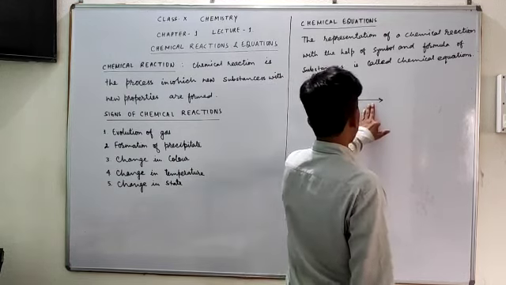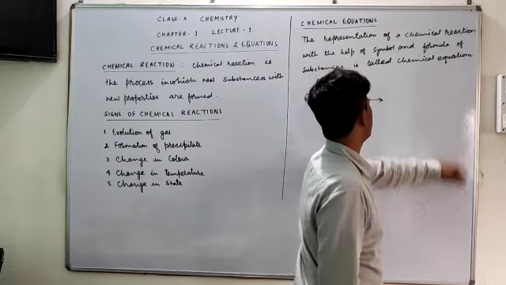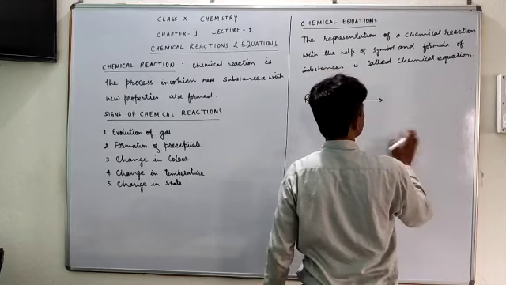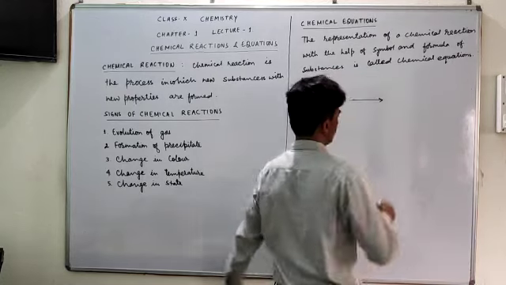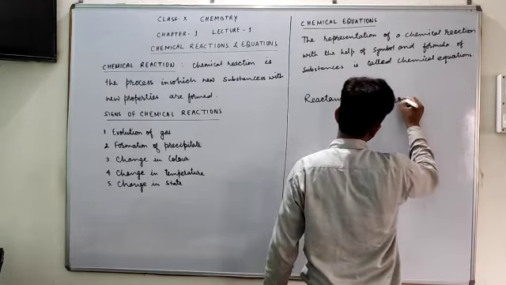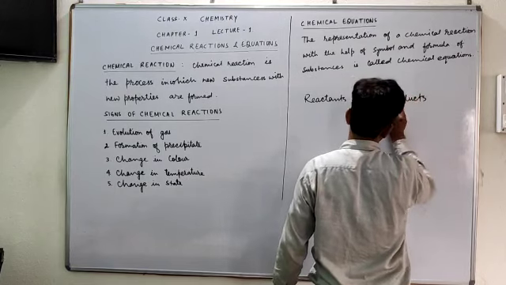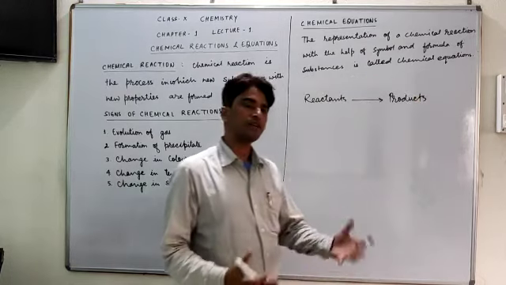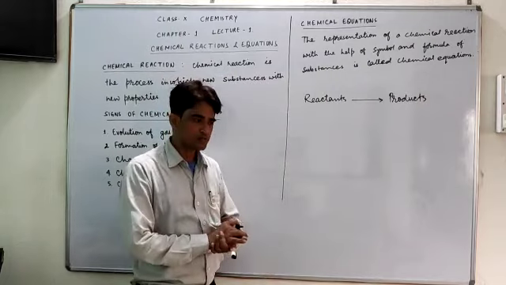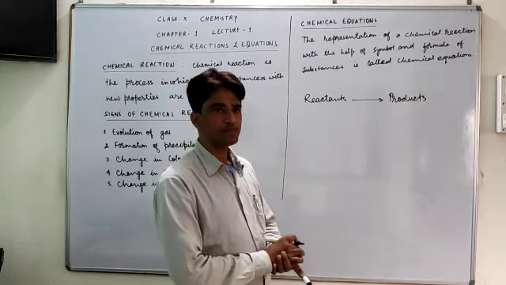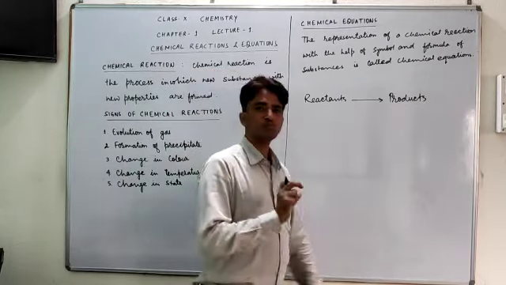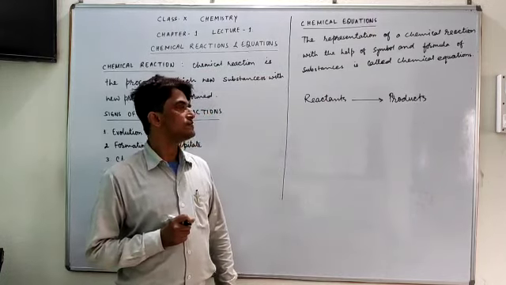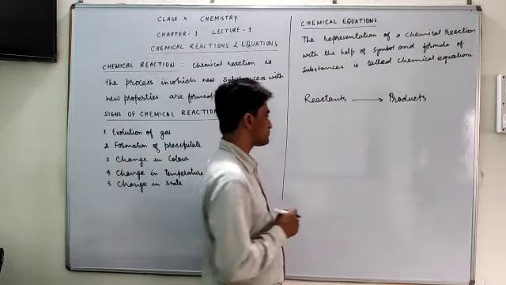And on the right side of the arrow, we write the substances which are formed after the reaction. These substances are called products. If there is more than one reactant or more than one product, we should write a plus sign in between the symbols and formulas of reactants and products.